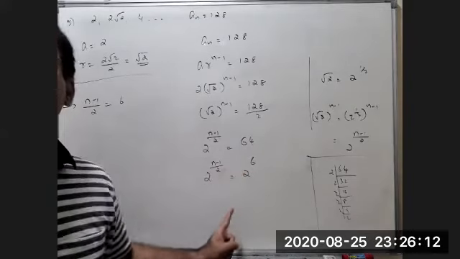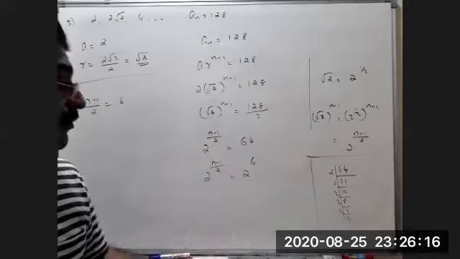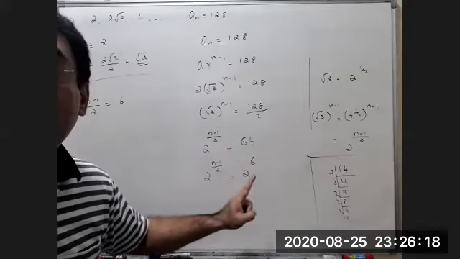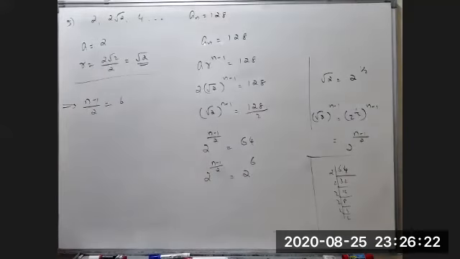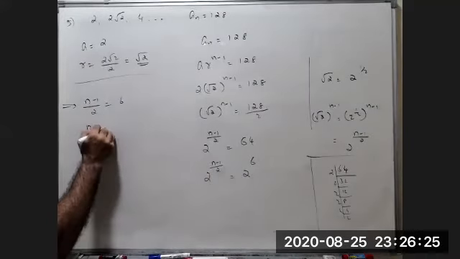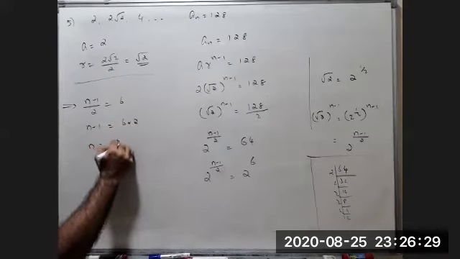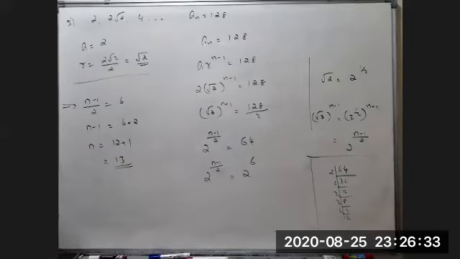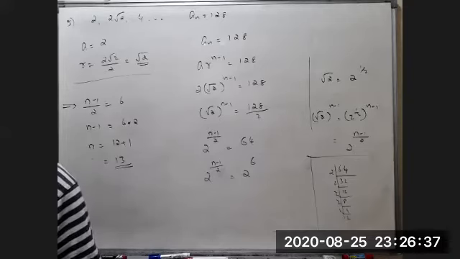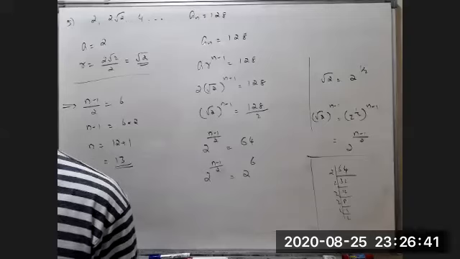Because the bases are equal. See, for 64 we made the base 2, not 8. Why did we make the base 2? Because the left hand side base is 2. So n minus 1 is 6 into 2, n is 12 plus 1, 13. N is 13. We'll do one more question and stop.